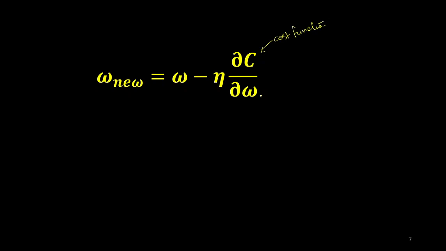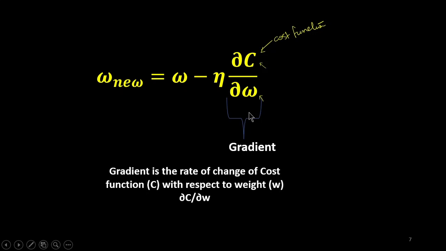So what does it mean? If we make any change in W, how does it affect cost? If I increase W, what happens to C? So it is the rate of change of cost with respect to weight. That is the meaning. And this part is actually the gradient. The gradient is the rate of change of the cost function with respect to the weight. So this is the gradient we have to calculate.